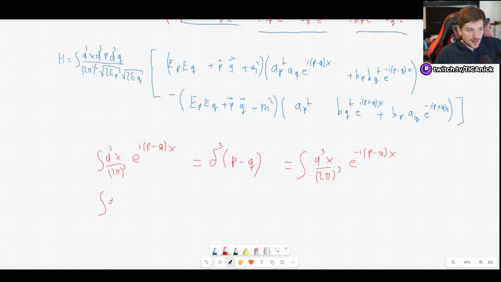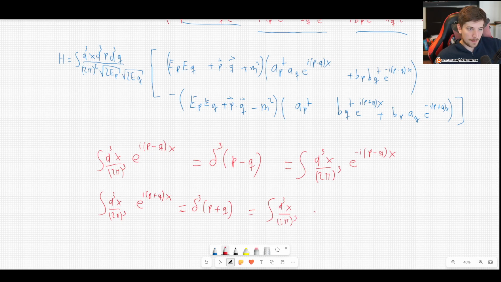And just to make this very clear, we also have d3x over 2 pi cubed, and this is e to the i(p plus q)x, right? This is another thing we have in the second line. This is simply the Dirac delta of p plus q. And this is, of course, the same in the case where we have a minus sign in front: minus i(p plus q)x.